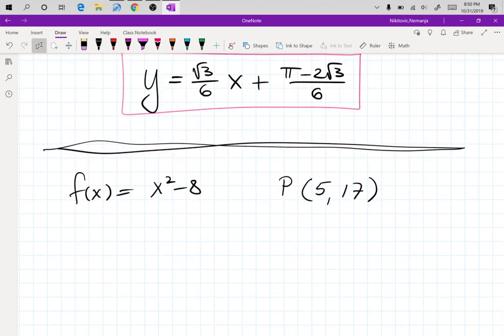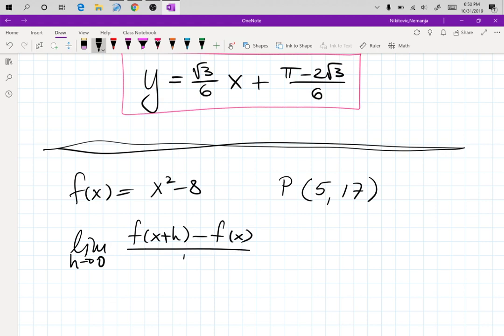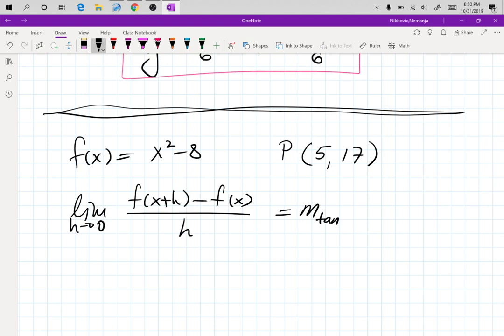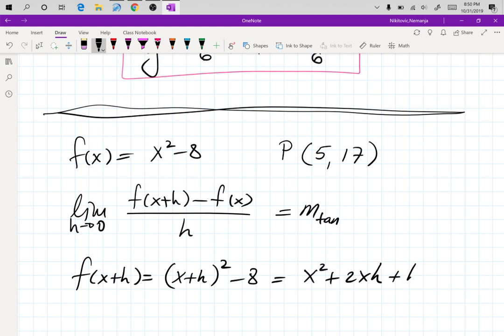F of x equals x squared minus 8, and point P is 5, 17. Yes, okay, good. They want you to use the limit definition to calculate the slope of the tangent line. So we have to create f of x plus h first, and that's going to be x plus h squared minus 8, which is x squared plus 2xh plus h squared minus 8.